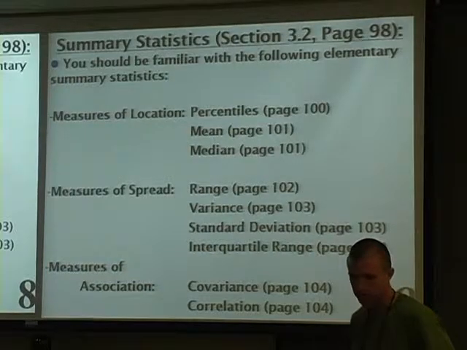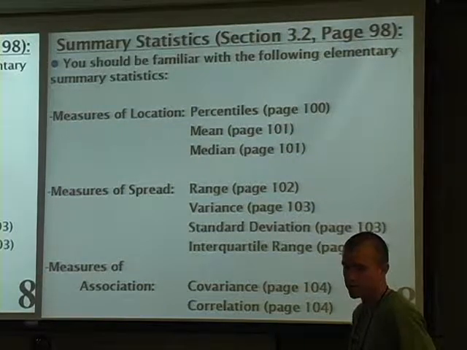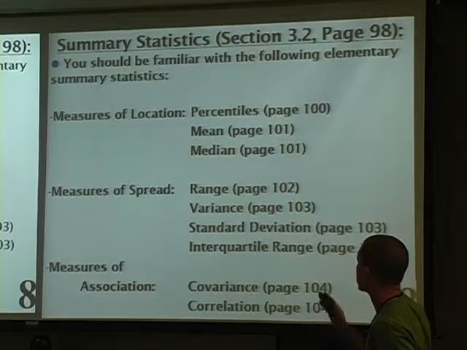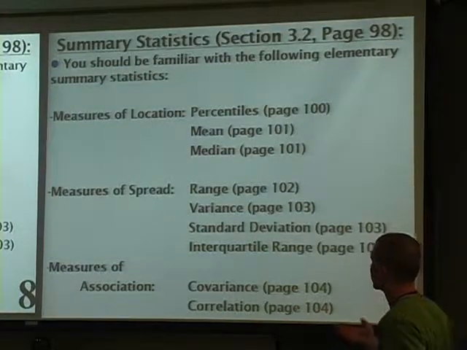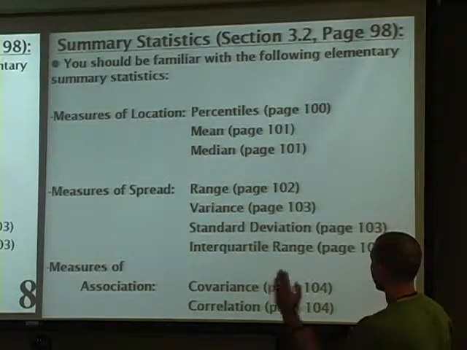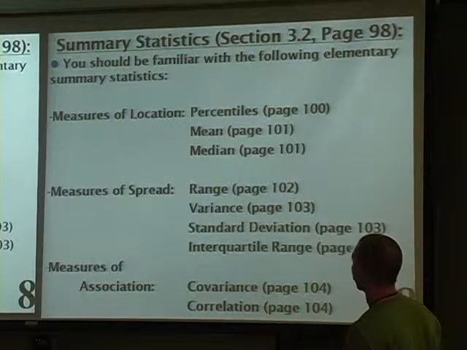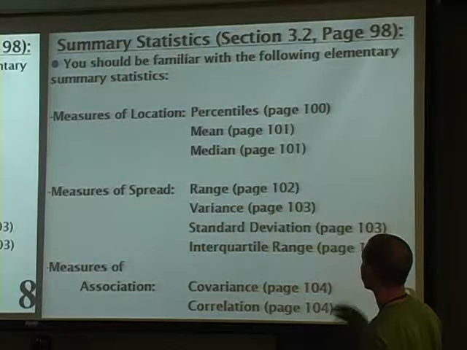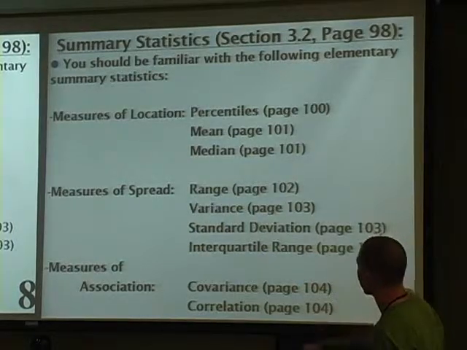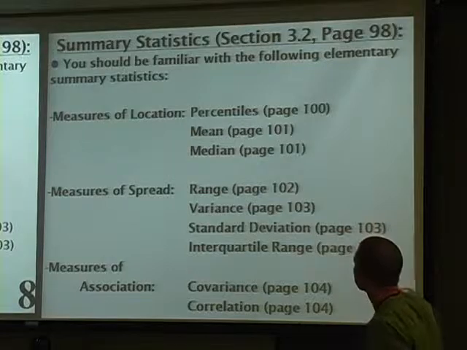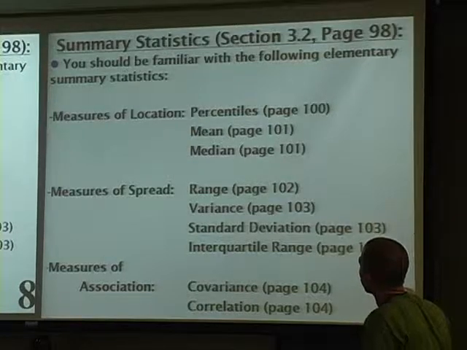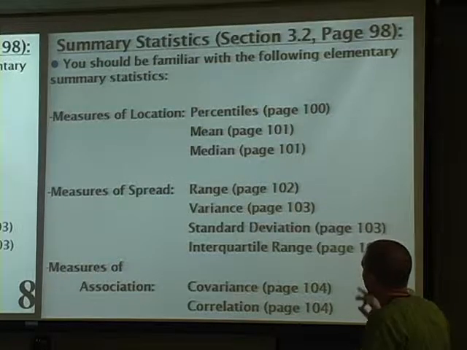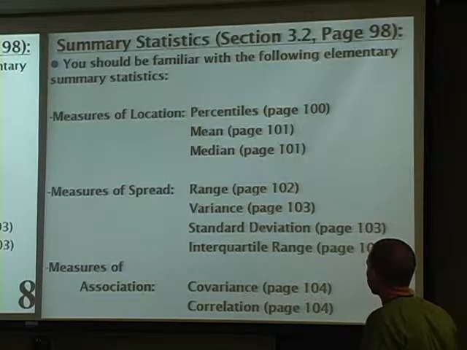So your book talks about the classic measures of location, measures of spread, and measures of association. Measures of location are basically where does the distribution live? If I'm trying to compare two sets of exam scores, for example, I might compare the two means. One mean is higher than the other. I might compare the two medians. One median is higher than the other. I might compare the percentiles. I might say, oh, the 75th percentile of this distribution is higher than the 75th percentile of that distribution. And these are talked about on pages 100 through 101 of the book.